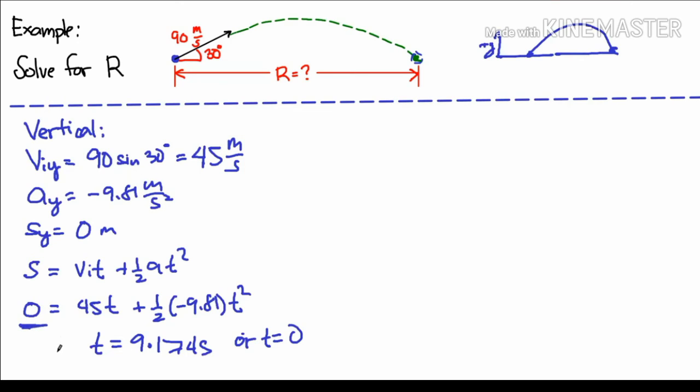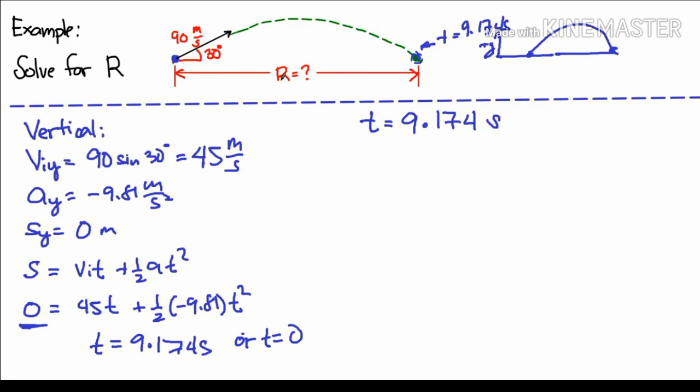That is because in this equation, the question is when is the object at 0 meters? Of course, from the start and in the end. From the start, the time is 0, and in the end, that is what we're looking for, so that's 9.174. Now we know that the time for this path is 9.174 seconds.